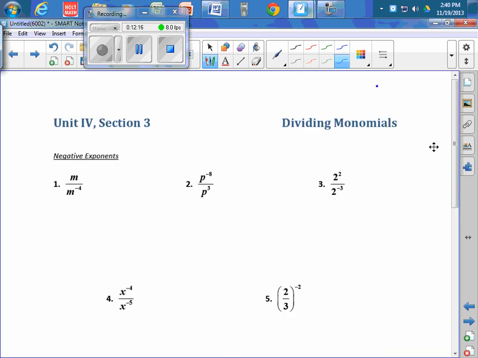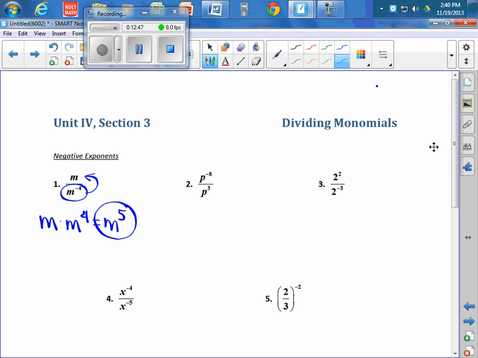Number 1. Well, I definitely don't have any parentheses, and I don't have any exponents outside of parentheses, but I do have a negative exponent that needs to be moved. That m to the negative 4 goes into the numerator. So I'm going to have my original m, and then it's going to be times m to the positive 4 power. What goes in the denominator? 1. Don't write m anything over 1, please. You get m to the 5th power as your final answer.